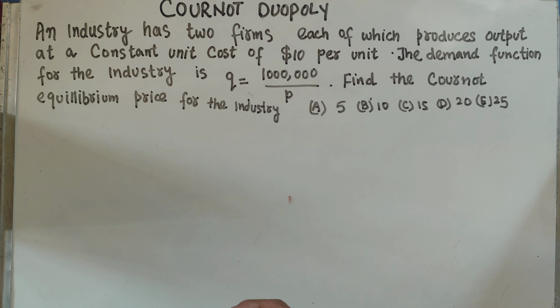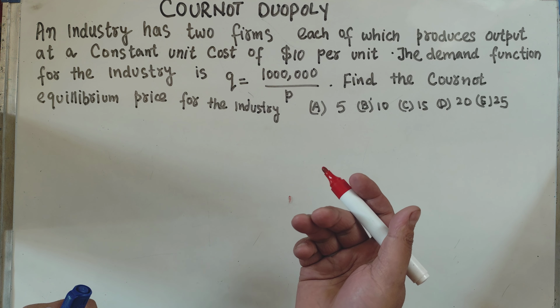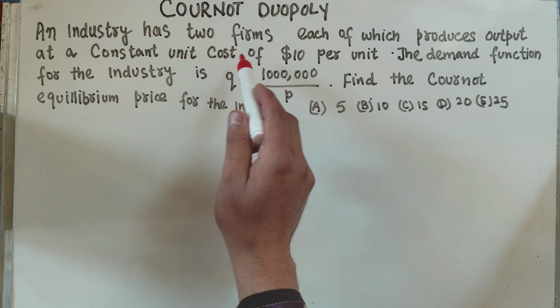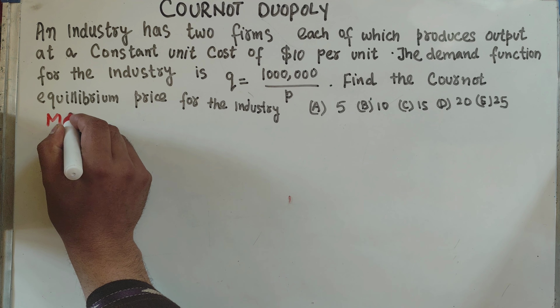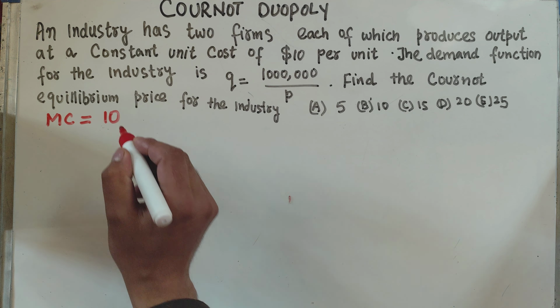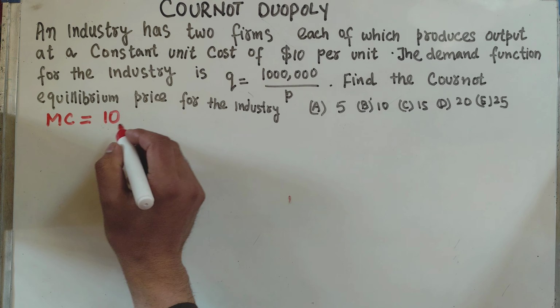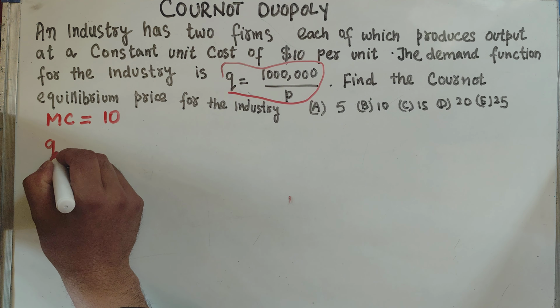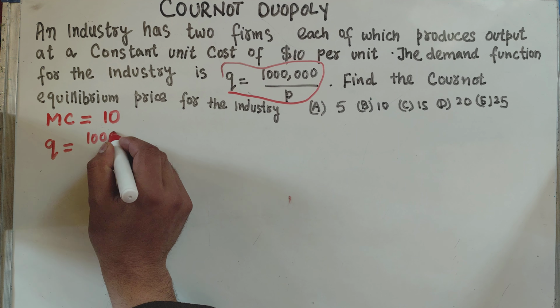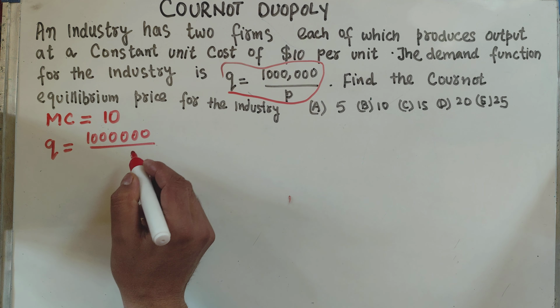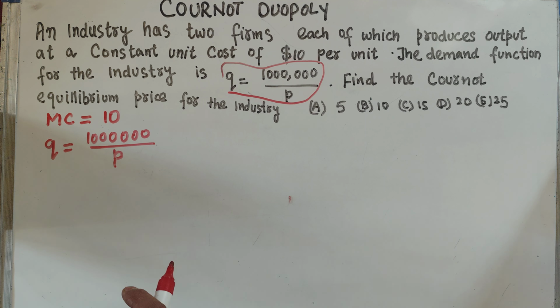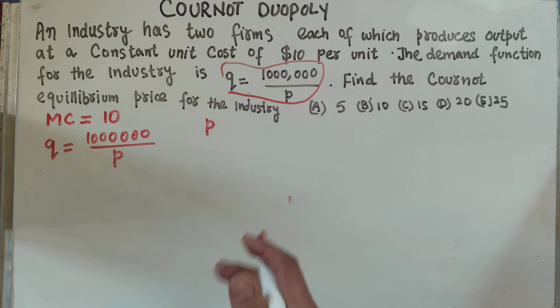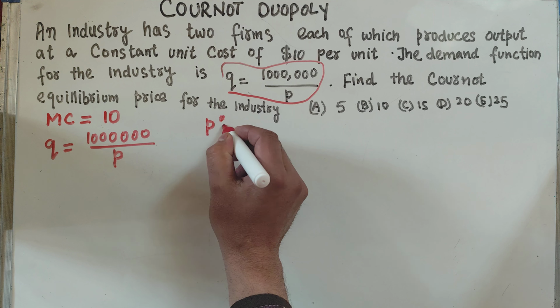So what are we being given? We have two firms, so we have a two-firm Cournot model here. And we have a constant unit cost, which means our marginal cost is constant, that is $10 per unit. The market demand function is given by Q equals 1 million upon P. We need to find the Cournot market price at equilibrium.